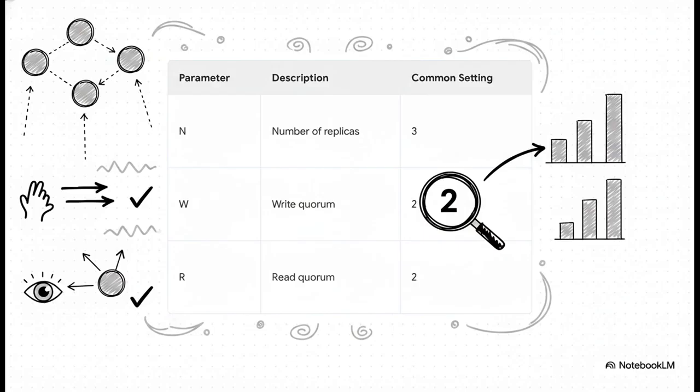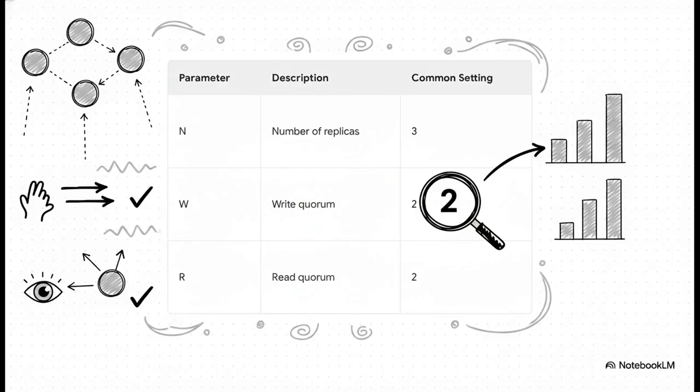So, Dynamo uses this thing called a quorum system to basically decide what done means. Let's look at these common settings. N is simple. It's the number of copies of your data you keep, usually 3. W is your write quorum. How many copies have to say, yep, got it, before a write is considered a success? And R is the read quorum. How many you need to hear from to call a read successful?